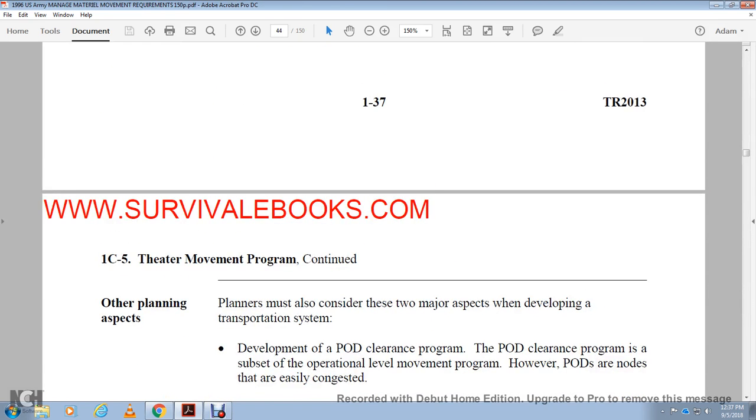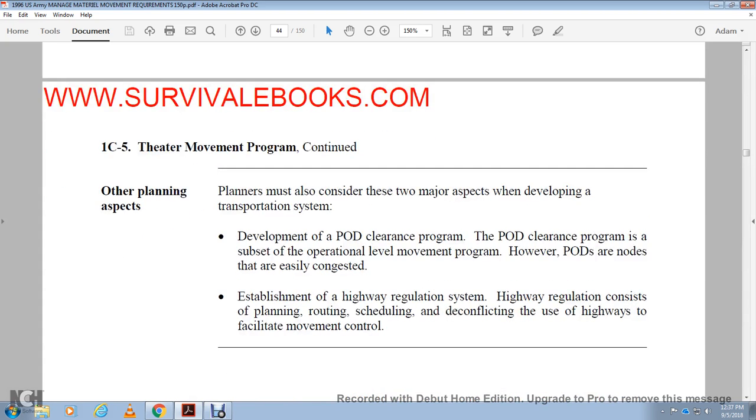Other planning aspects: planning must consider two major aspects, developing the transportation for the point of debarkment and the clearance of the point of debarkment, in line with the original level of the movement program. However, points of debarkment are easily congested.